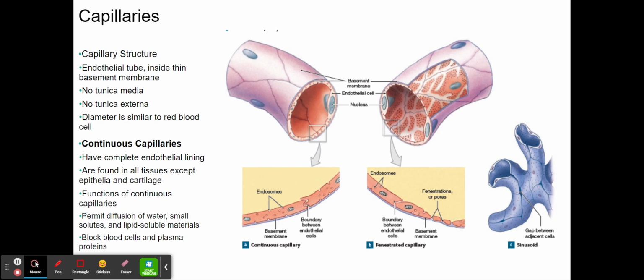In specialized continuous capillaries in most of the central nervous system and the thymus, the endothelial cells are bound together by tight junctions. These capillaries have very restricted permeability.